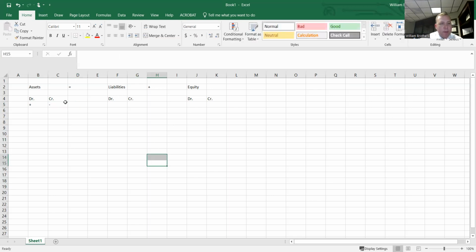And then for liabilities, a debit was actually a decrease. Credit was an increase. And same thing over here for equity. And that's how those balances work. Okay. Now it's pulling the wrong way. Okay. And there we go. Perfect.